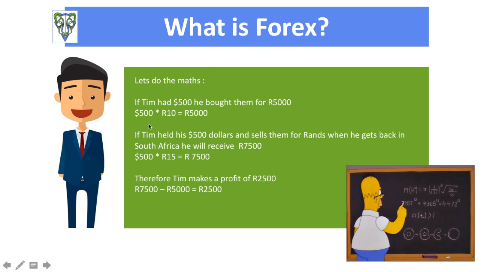Now the way we did this, we did $500 times 10, which is the exchange rate. For every $1 you get 10 Rand. So to buy $1 it costs you 10 Rand. So to get $500 is going to be 500 times 10, which is 5,000 Rand. So he has 5,000 Rand to buy $500.